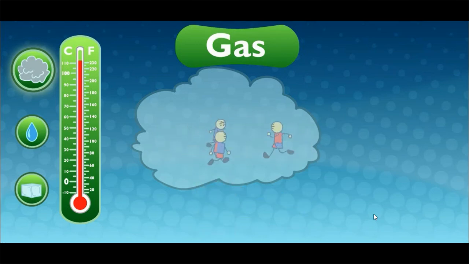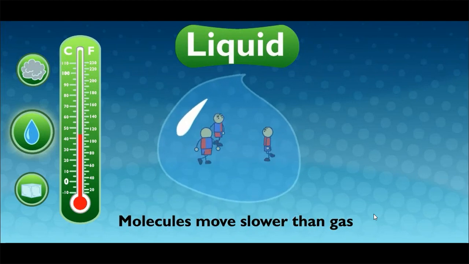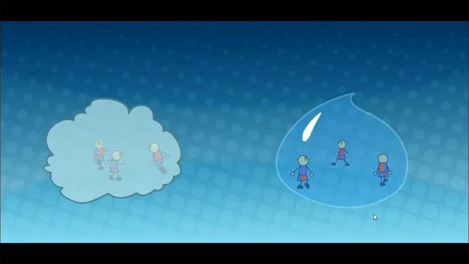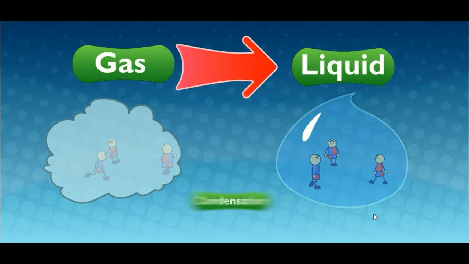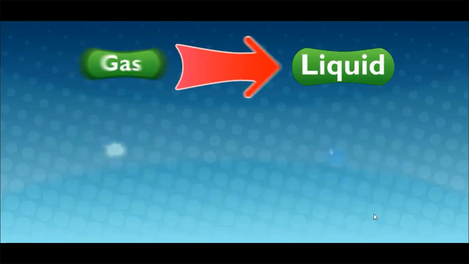Got it, Coach. If you cool those molecules down, they'll move a bit slower. Take enough heat away, and those molecules will move close enough together to become a liquid, the second state of matter. Exactly how close do they have to get to turn into a liquid? Well, they still got some room to move. That's why a liquid can change its shape. So when the molecules get cold enough and close enough together, they turn from a gas to a liquid. Yeah, and when gas turns to liquid, it's called condensation. Gas to liquid, condensation. Gotcha.